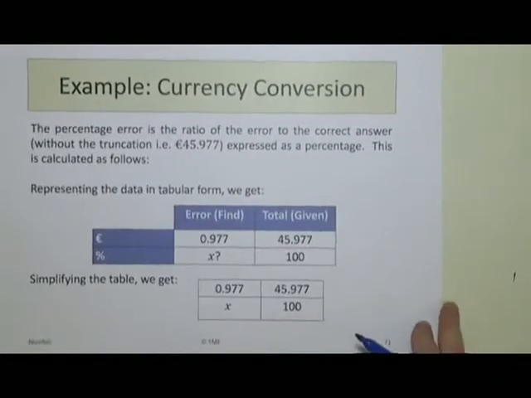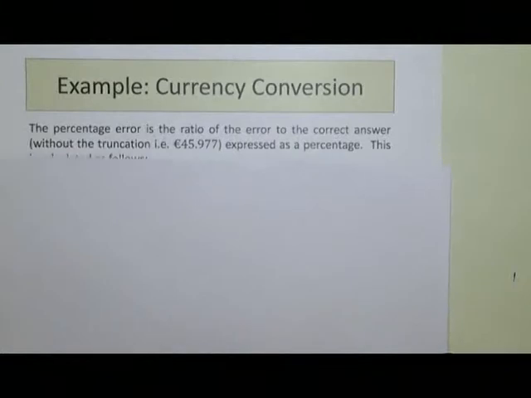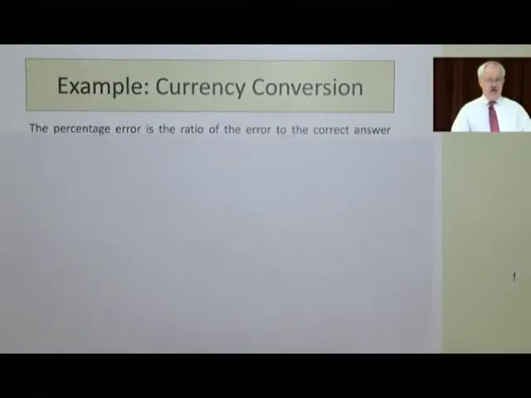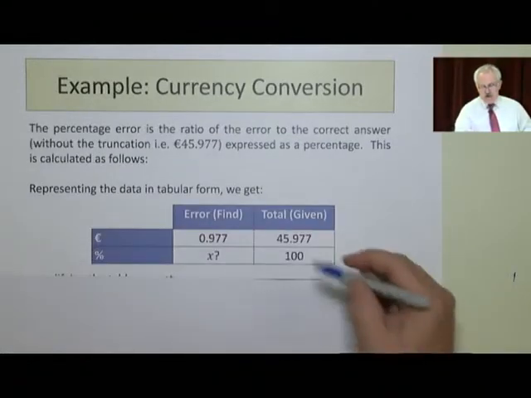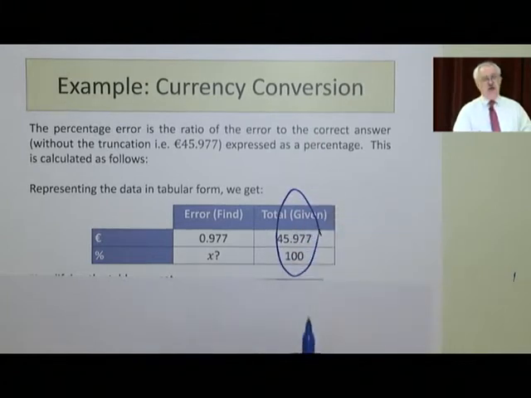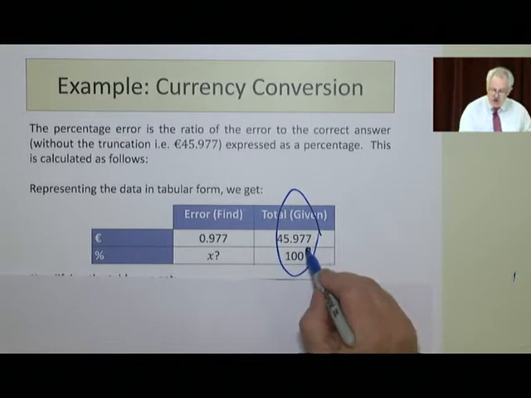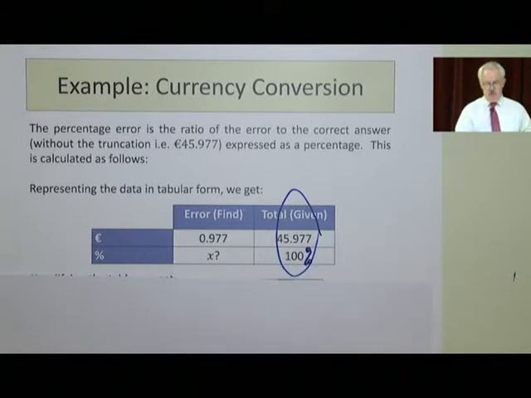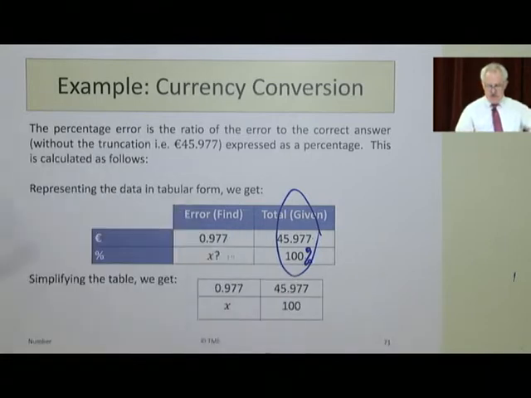Here's the same question done as a percentage. The percentage error is the ratio of the error to the correct answer. The correct answer would be for the bank or the exchange company to give us 45.977. That would have been 100%. But they shaved this amount off it. So what percentage did they shave off? Well, if 100% is that, how much is this?